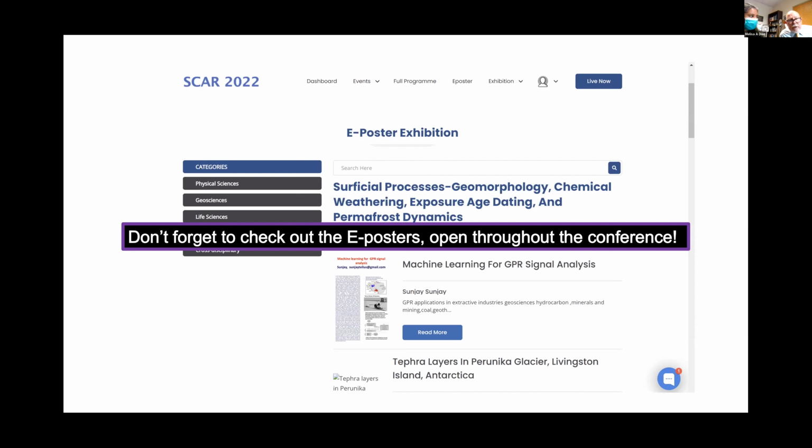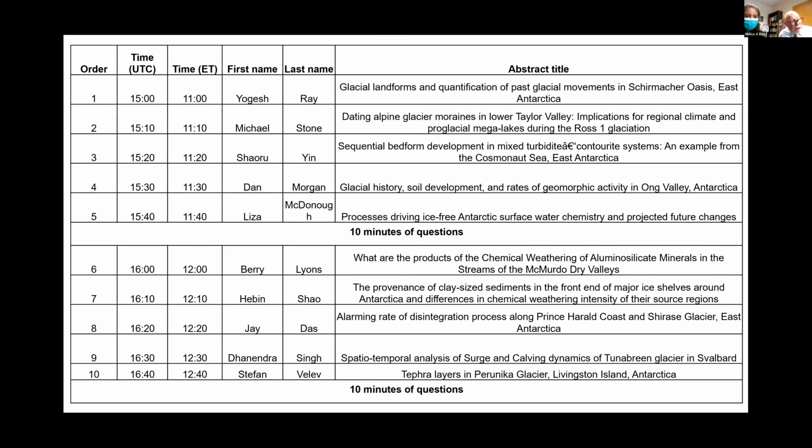There's a lot of really diverse talks, and we'll start by introducing the first speaker, who is Yogesh Ray. He's from the National Center for Ocean and Polar Research in India, and he's talking about glacier landforms and quantification of past glacier movements in the Schumacher Oasis in East Antarctica. Take it away.